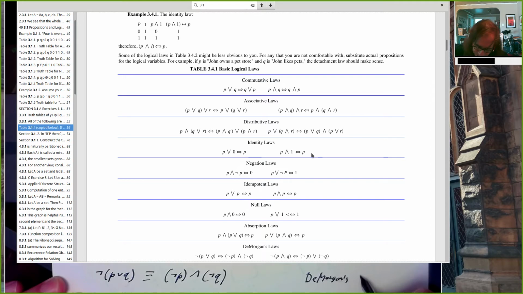Oh, they call it a law. I can't write De Morgan's law. It just doesn't sound right. It sounds like a bad movie. De Morgan's theorem.